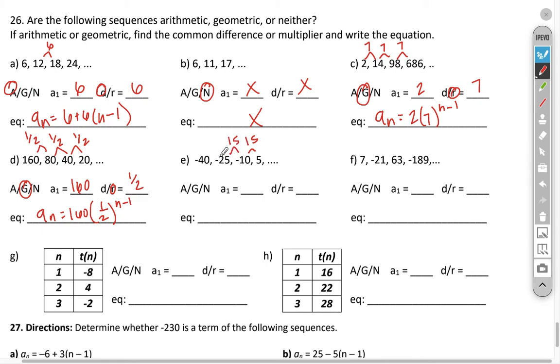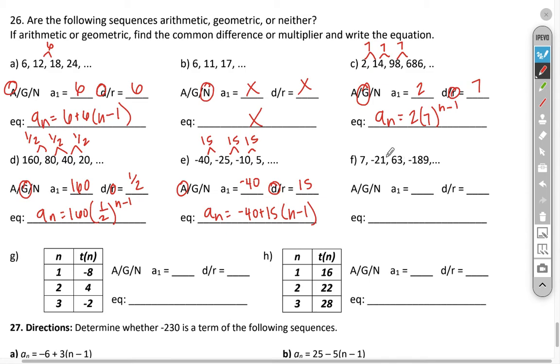Negative 25 minus negative 40 is negative 25 plus 40, which once again gives us 15. So arithmetic is correct. Our a sub 1 is negative 40. We have a difference of 15. And we write our equation a sub n equals negative 40 plus 15 times n minus 1.